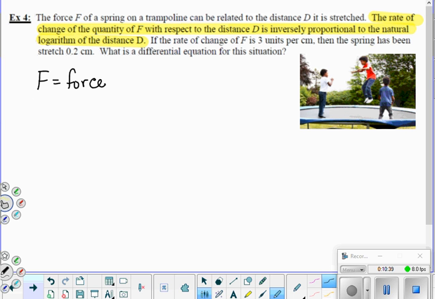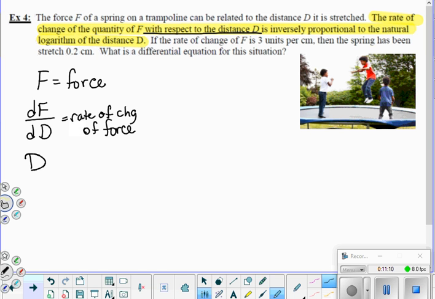And then if I did dF, d what? Well, it talked about with respect to the distance d. So that tells me on the bottom, I want small d, big D. The differential of d is the rate of change of force. Rate of change of force is what that would represent, wouldn't it? And d equals the stretched distance of the spring.